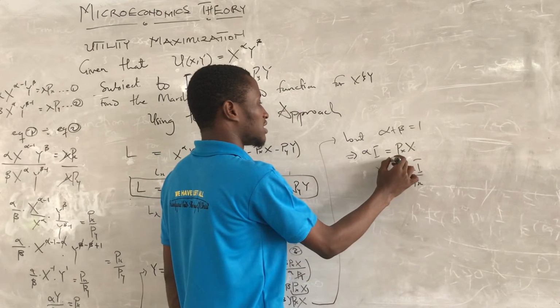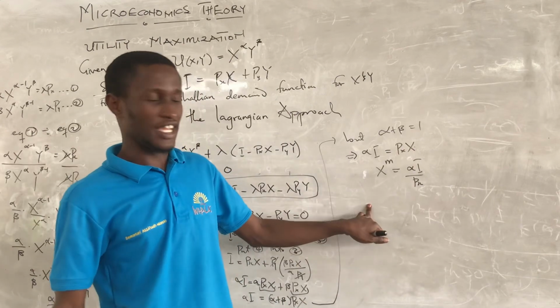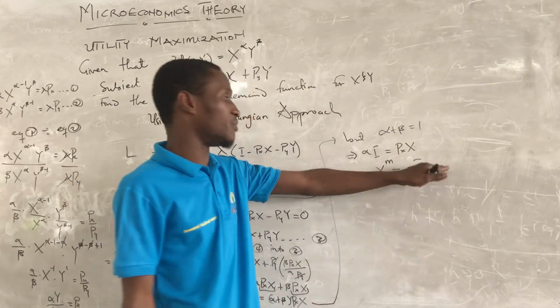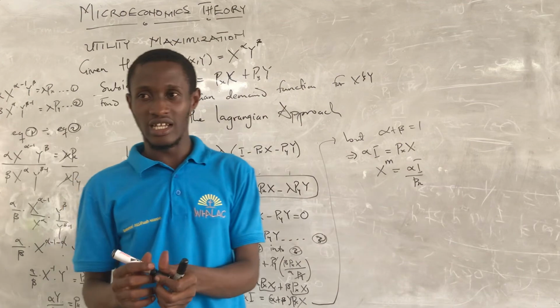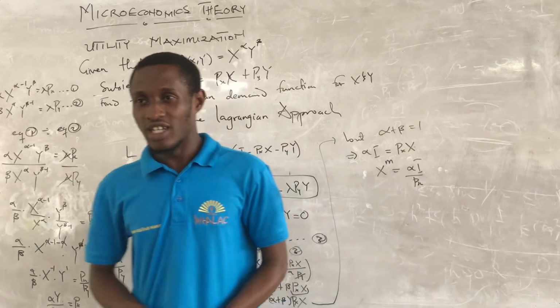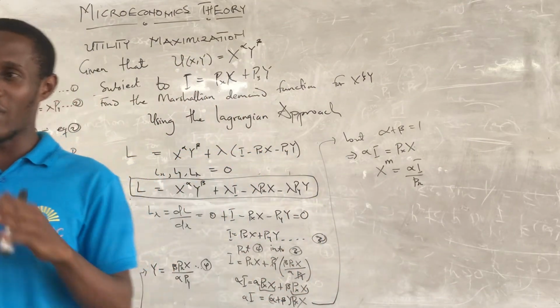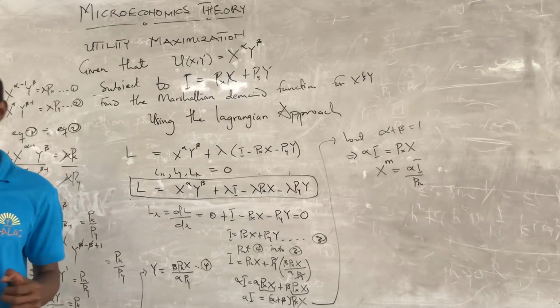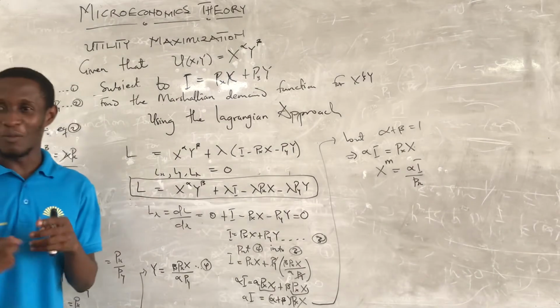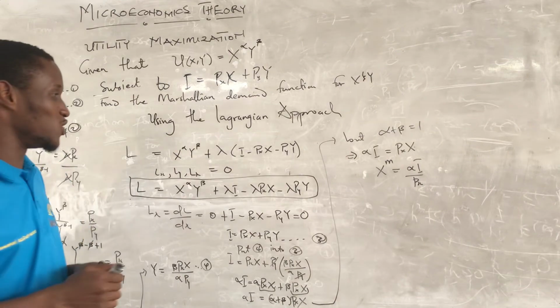So that becomes the Marshallian demand function for x using the Lagrangian approach. It was the same thing we got for Marshallian demand using the MRS approach. It should be the same whether you use the Lagrangian or MRS. It should not be merely similar. It should be the same, whatever approach you use.